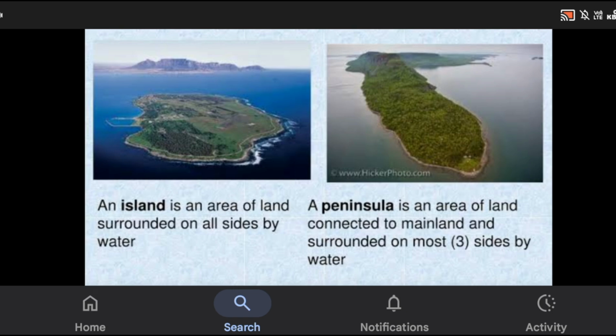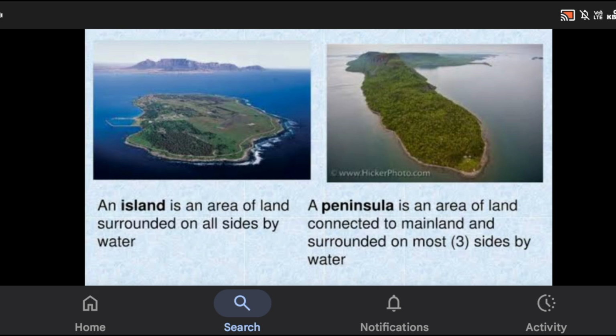As it is mentioned here, an island is an area of land surrounded on all sides by water, or we can simply say 4 sides of water. A peninsula is an area of land connected to the mainland and surrounded on at most 3 sides by water. You can figure out from here, this is the peninsula surrounded by 3 sides of water, and this is surrounded by all sides of water. This is the small explanation of island and peninsula.